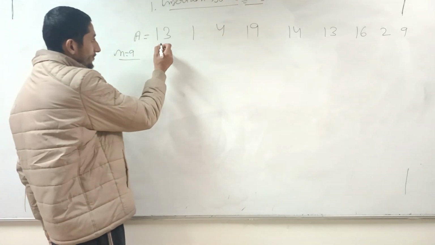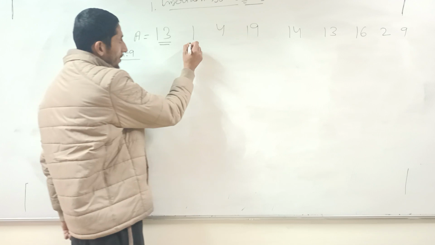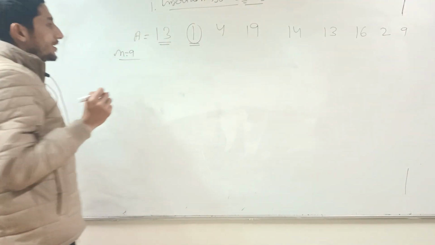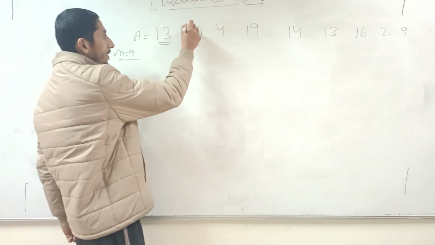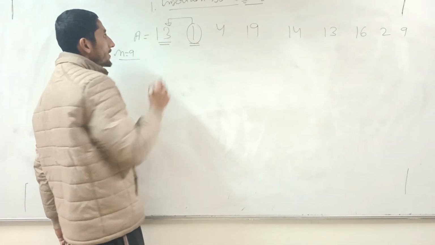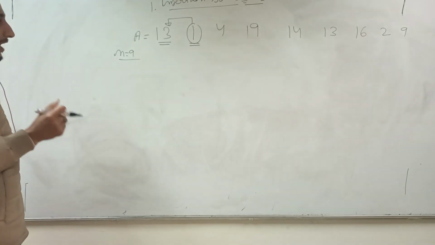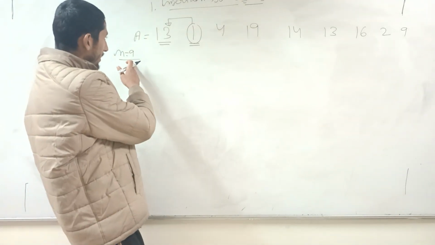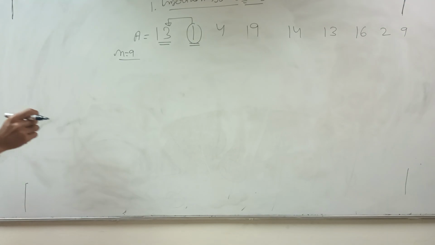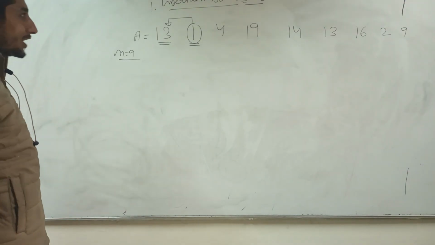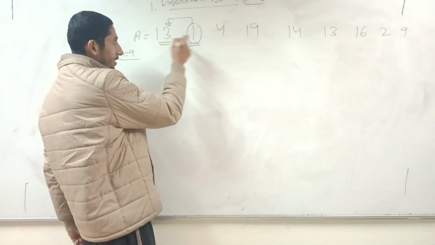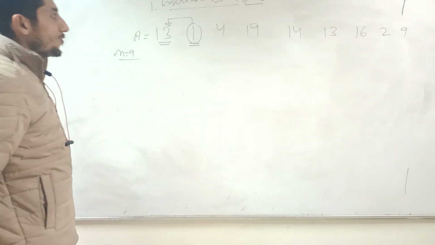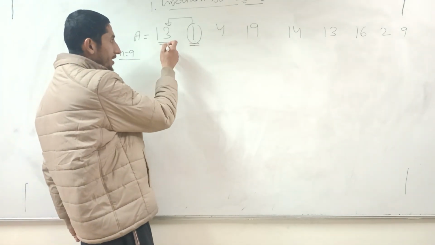First of all, I will take this number and compare it with this one. Okay, that is the approach. First of all, I am going to sort only two numbers. Although I have 9 elements, first I am going to sort only two numbers. So I will compare 1 with 13. I realize that 1 is smaller and 13 is greater.